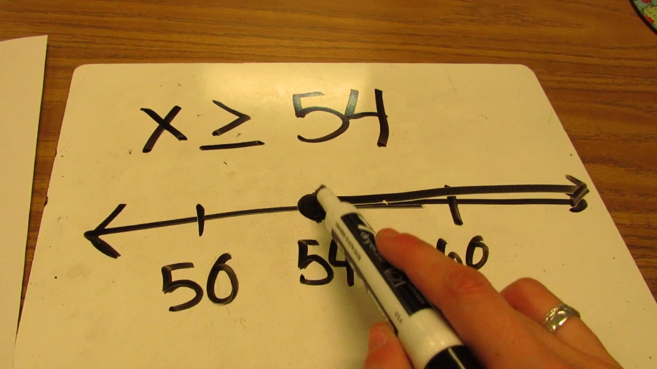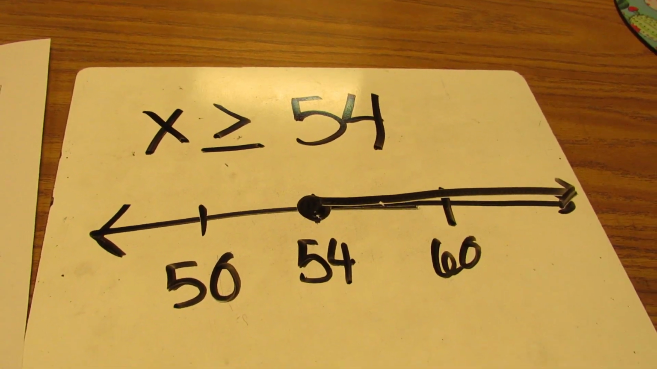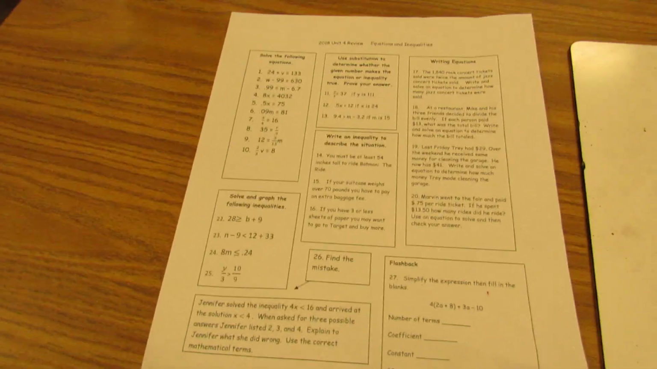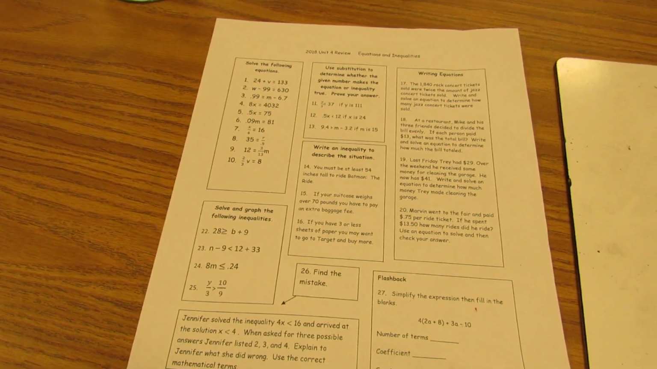55 would work as well, and so would 54 because it's inclusive. It's "or equal to." Okay, so I'm sorry if I confused you. So let's try one more so I don't confuse you. Let's skip to 16. It says if you have 3 or less sheets of paper, you may want to go to Target and buy more.